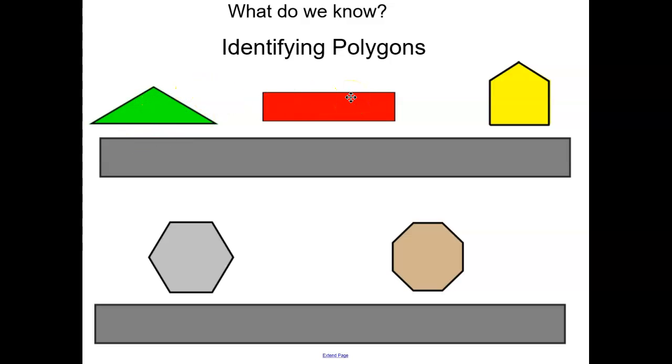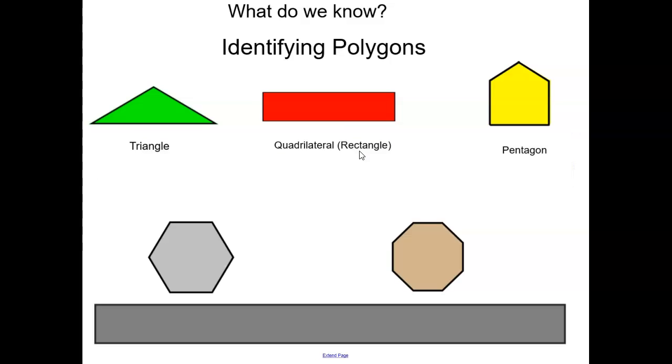You may have determined right away that this is a quadrilateral because it has 4 sides and 4 angles where the sides meet. It is a quadrilateral. Was anyone able to determine the specific type of quadrilateral? You are exactly right. This quadrilateral is a rectangle. And this 5-sided polygon is called a pentagon.